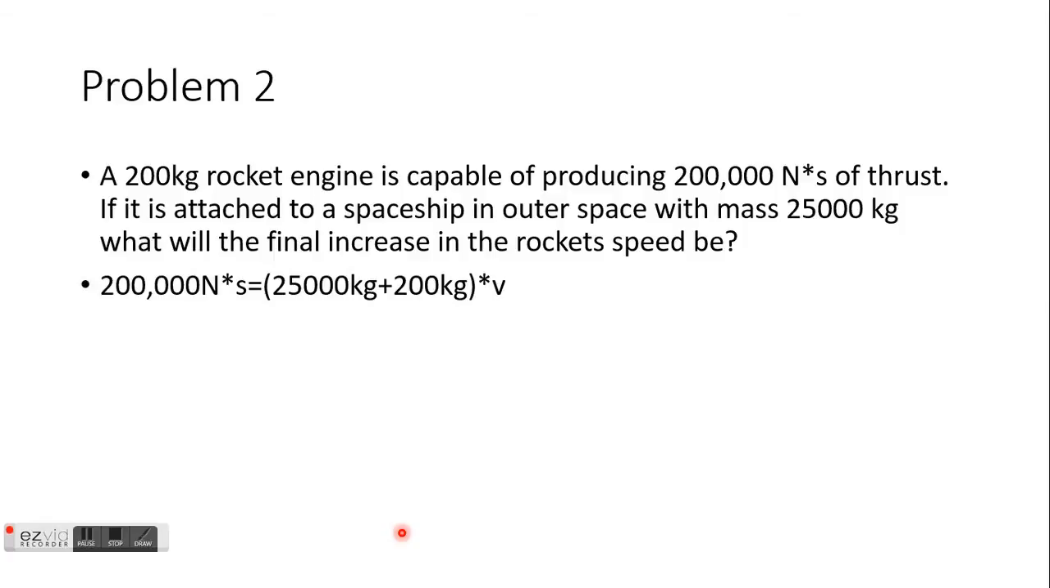So we'd say that 200,000 Newton seconds is equal to 25,000 kilograms plus the 200 kilograms that the engine weighs times the velocity, and it's just solving a linear equation from there. And so the velocity is about 7.9 meters per second. So it's not really traveling that fast. It's about 16 miles per hour. It's not really that fast because that spaceship is very heavy. But if they use 3 or 4, it'd start going pretty fast.